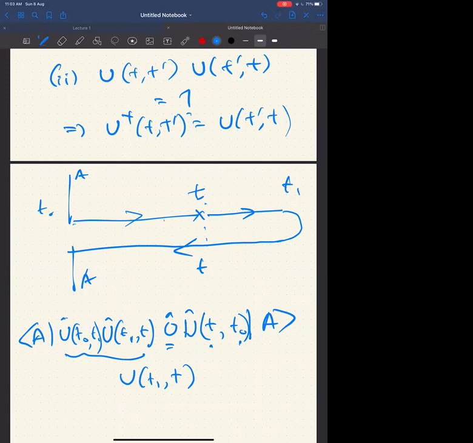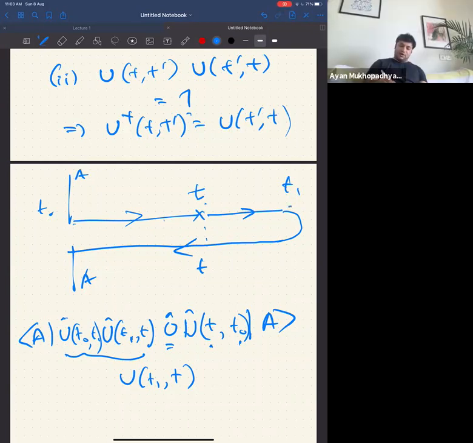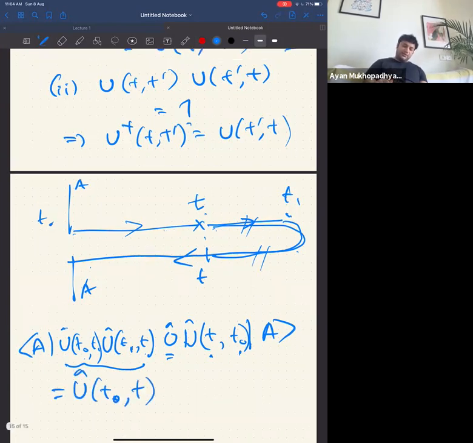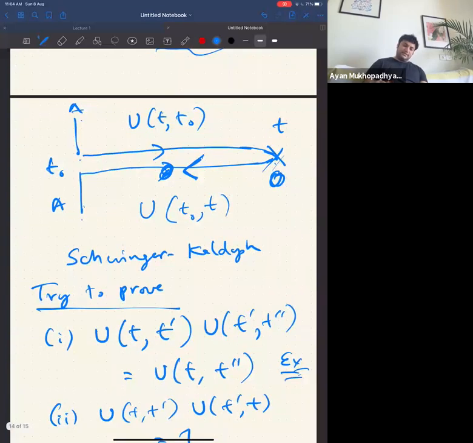So what am I doing here is, you see that I'm going from T to T1 and T1 to T0. But then this part and this part actually cancel out because there is no operator insertion here. So by the composition rule, this has to be equal to T T0. So this part will be actually equal to simply U T0 T, which is exactly what I wrote earlier here, right?